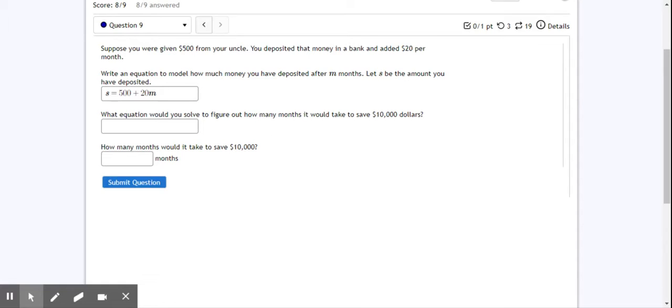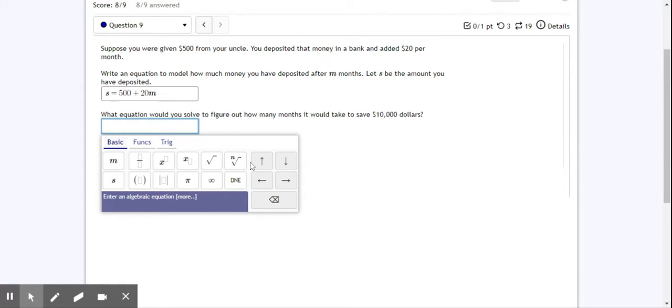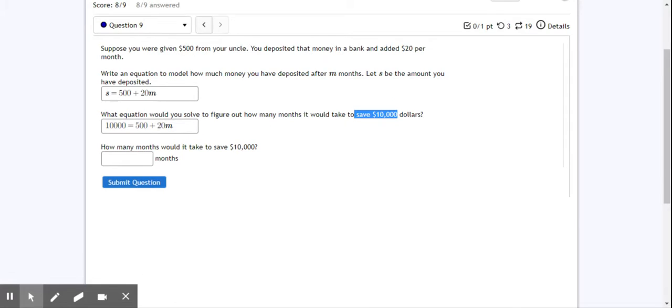Now notice I'm using S and M, S for savings and M for months, but that's because the problem says so. Now, how would you figure out how long it would take to get to $10,000? Well, you could say $10,000 is equal to 500 plus 20M. Now, why did I do that? Because this is saying when would your savings equal $10,000? When would S equal $10,000? Well, S would equal $10,000 when you have $500 and you add $20 a month for the right number of months. And you say, well, Albertson, I don't know how many months. Exactly. That's why we called it M, which is a variable, because I don't know how many months either.